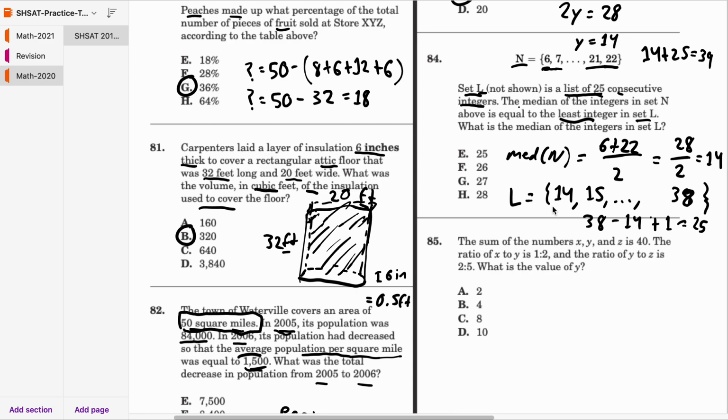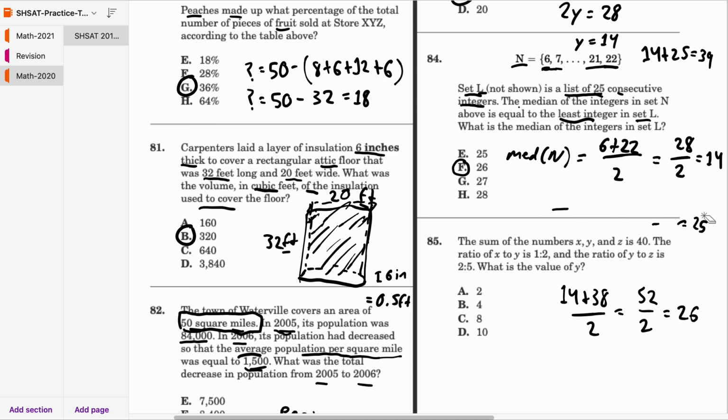And then we want to know what the median is of the integers in set L. Again, we can take the average of the lowest and highest values, which in this case works. So we're going to do 14 plus 38 over 2, which is 52 over 2, and that's 26. So that would be F. And then let's do our last question.